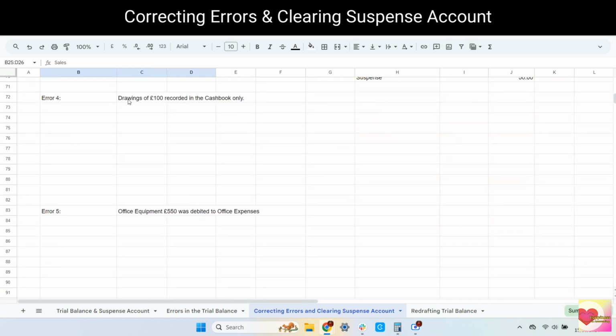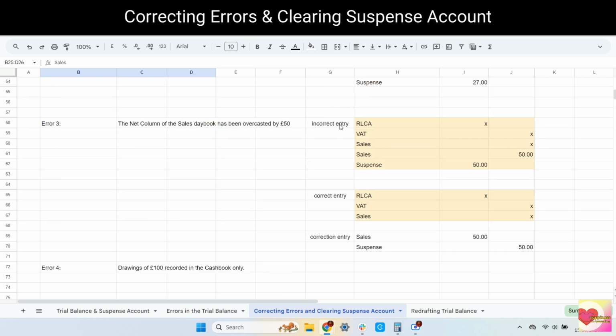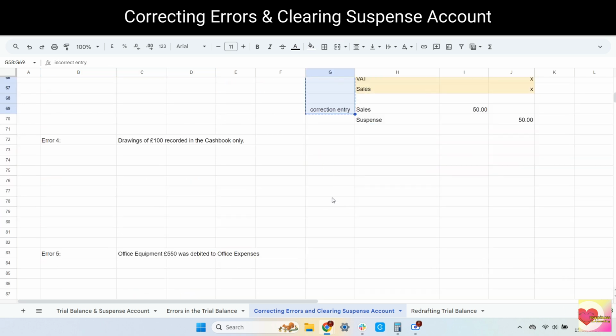Next, let's go to the fourth error, drawings of 100 recorded in the cash book only. This is an example of single entry wherein we only recorded to one side, which in this case is credit. Let's follow the same steps. First, let's identify the incorrect entry.